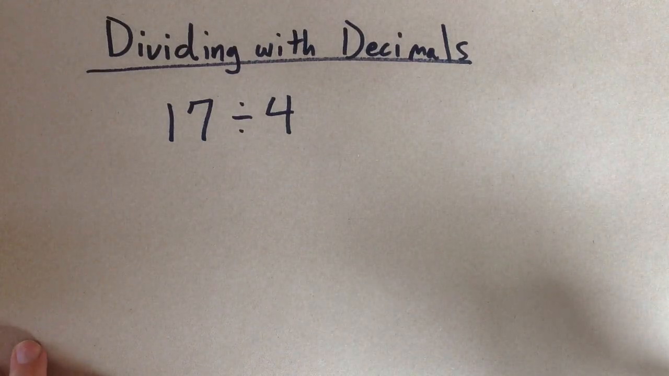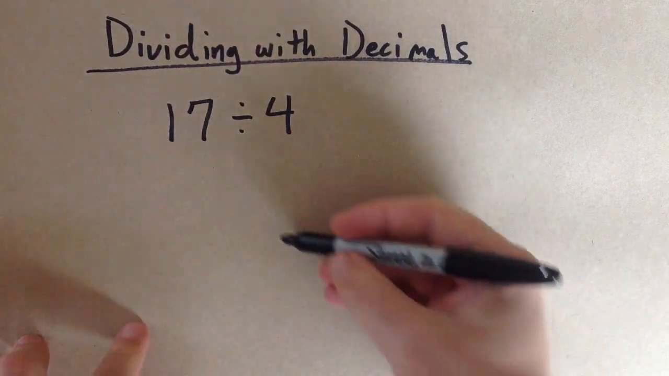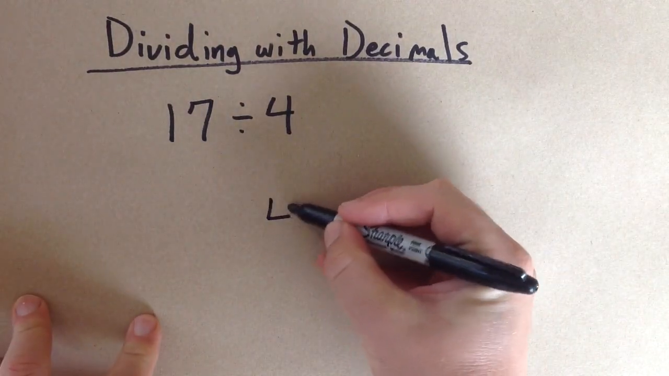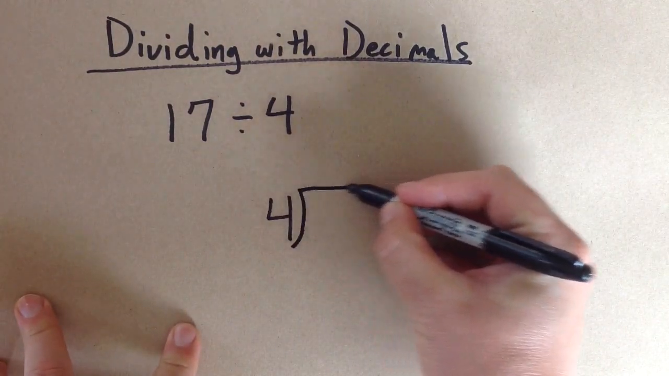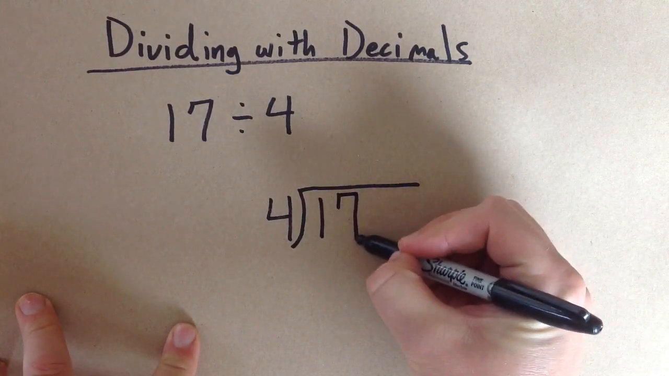When dividing with decimals, first make sure you set up the problem correctly. In 17 divided by 4, and I set it up with the division bracket, it actually looks very different. I put the 4 on the left side where it originally was on the right. Please make sure you remember to do that.